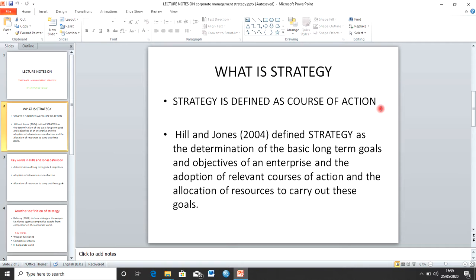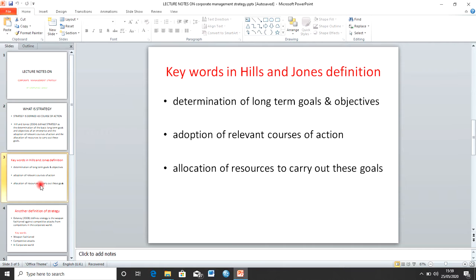Now, Hill and Jones, 2004, define strategy as determination of basic long-term goals and objectives of an enterprise, and the adoption of relevant courses of action and the allocation of resources to carry out these goals. Now, if you look at the definition of Hill and Jones, there are three things that are important in that definition, and that's what I want you to commit to your heart, so that when they say define strategy by Hill and Jones 2004, you will make sure that these three things are in your definition.